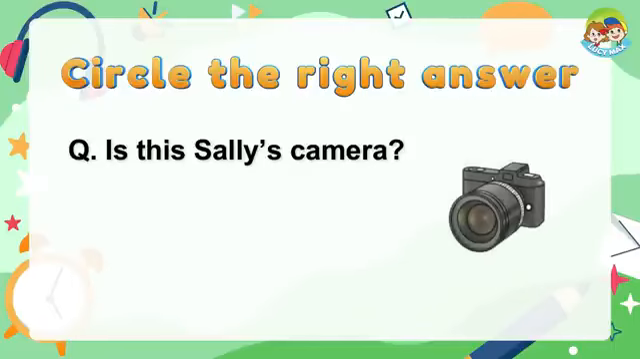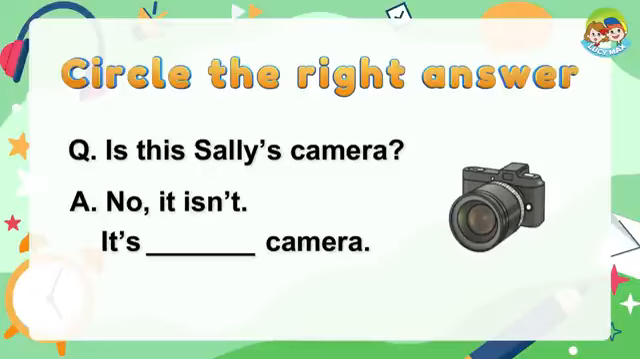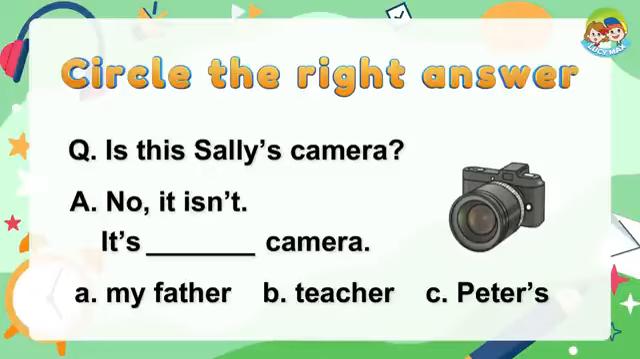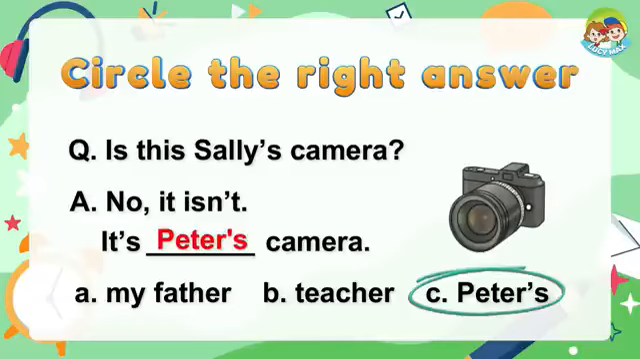Is this Sally's camera? No, it isn't. It's blank camera. The answer is C. Peter's. We need an apostrophe S to make it possessive. Is this Sally's camera? No, it isn't. It's Peter's camera.